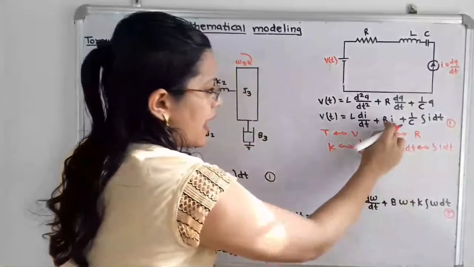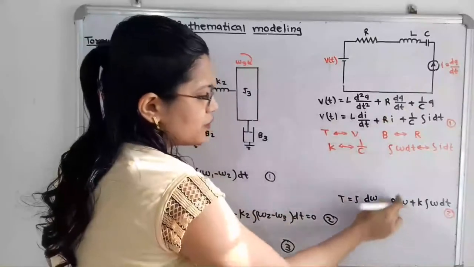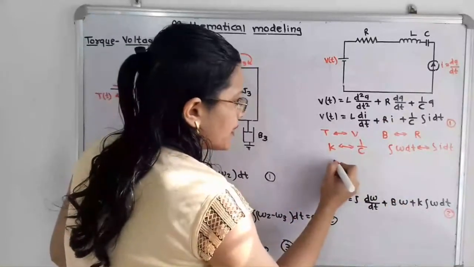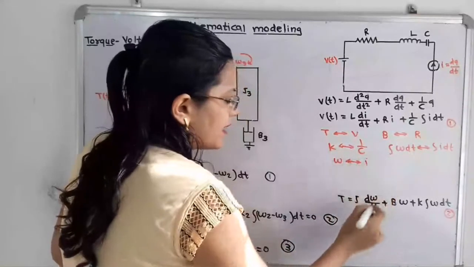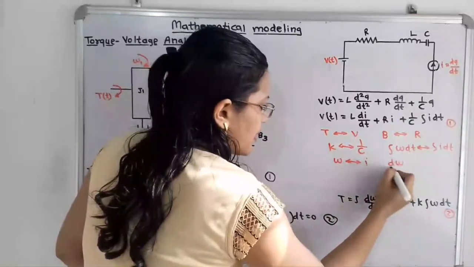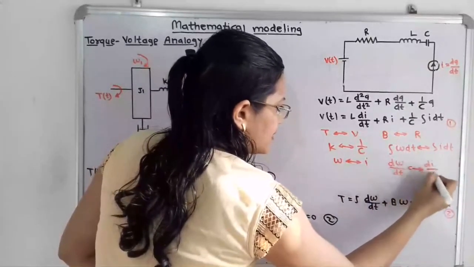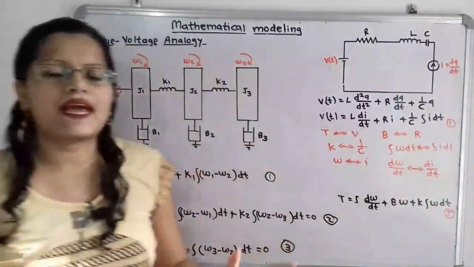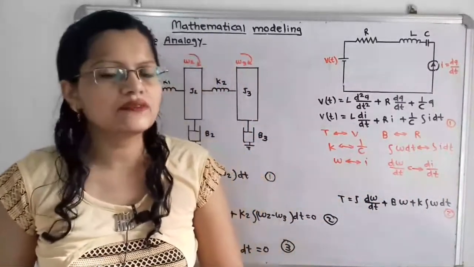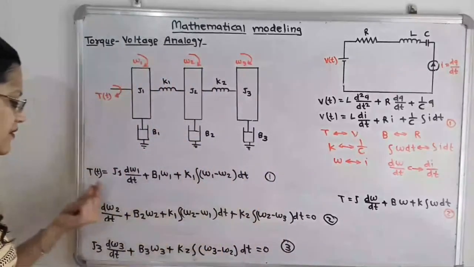Then I and omega, these are the coefficients. So we can say that omega is analogous with I, and for d omega by dt we can take di by dt. So these are the elements. Now we will apply the analogy to these mechanical differential equations. So this is the first differential equation.